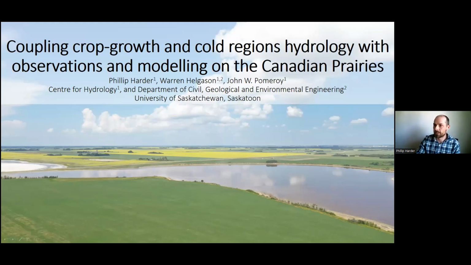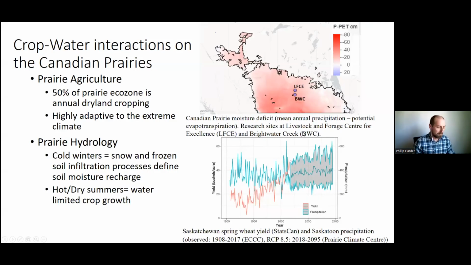So the main thing to think about when we talk about agriculture on the prairies is that it's really big. It covers 50% of the prairie ecozone, which covers a large portion of Alberta, Saskatchewan, Manitoba. And it exists in a place where we have fairly extreme climate. So we have cold winters with snow and frozen soil infiltration processes. And then in the summertime, it's hot, dry, and tends to be water limited.